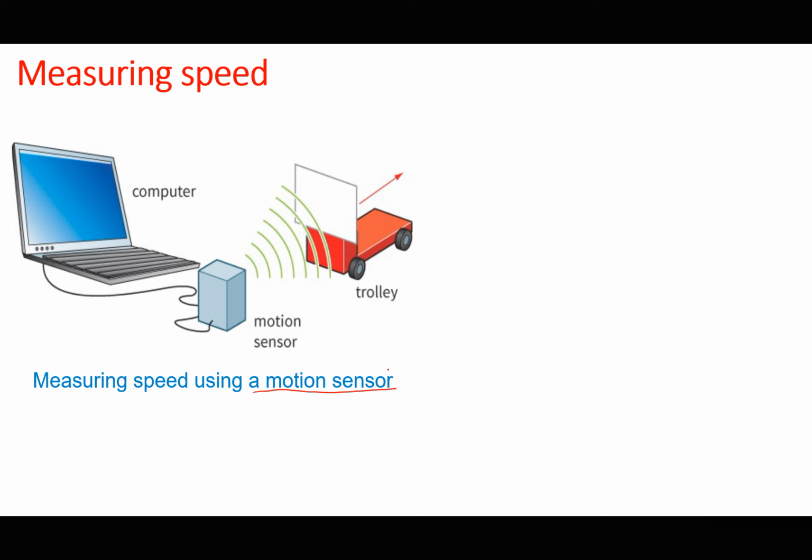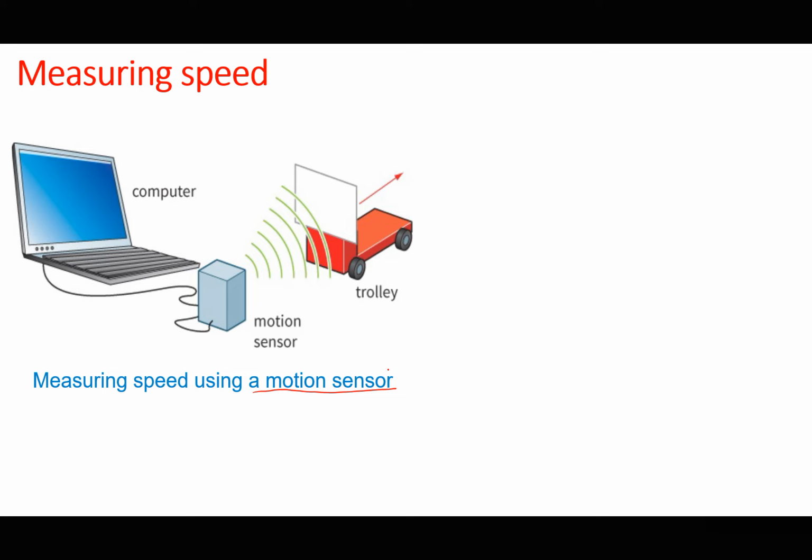The computer or data logger will then process the distance. It will deduce the distance from the motion sensor and generate what we call a distance-time graph. From the distance-time graph, we can now determine the speed. So that's how the motion sensor works.